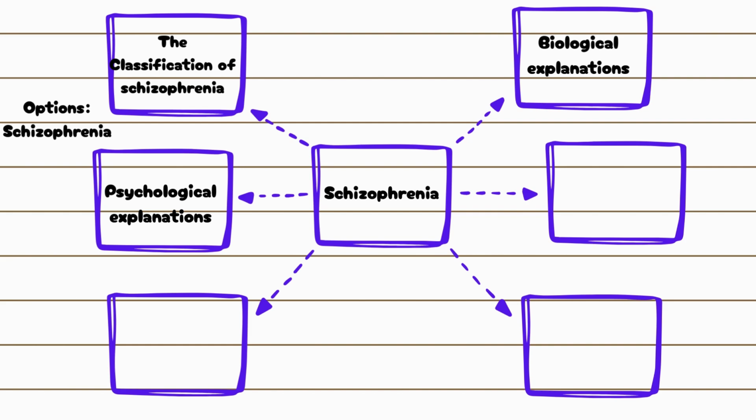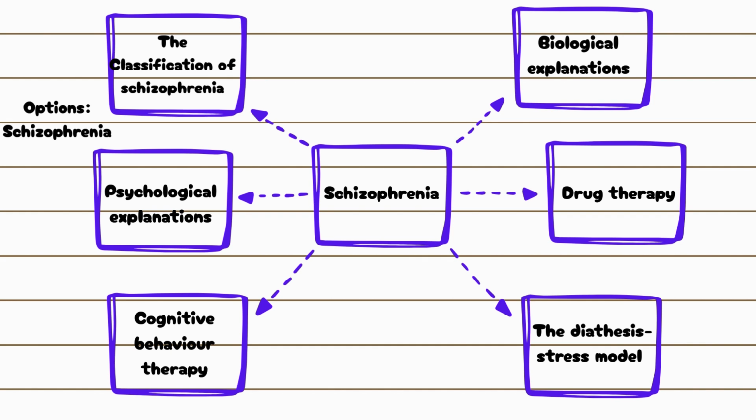Psychological explanations for schizophrenia, family dysfunction and cognitive explanations, including dysfunctional thought processing, drug therapy, typical and atypical antipsychotics, cognitive behavior therapy and family therapy as used in the treatment of schizophrenia, token economies as used in the management of schizophrenia, and also the importance of the interactionist approach in explaining and treating schizophrenia, the diathesis-stress model.